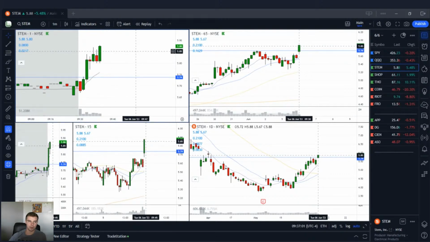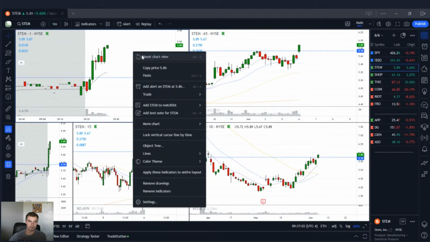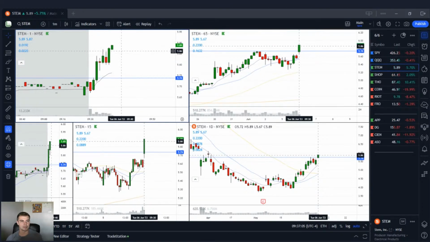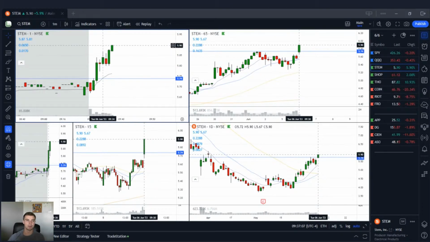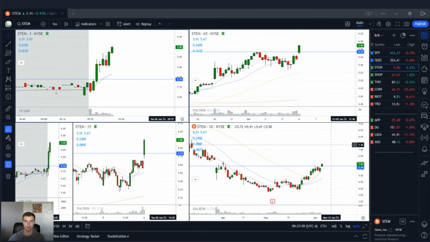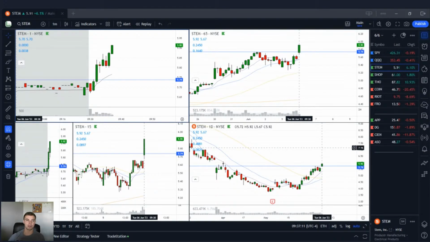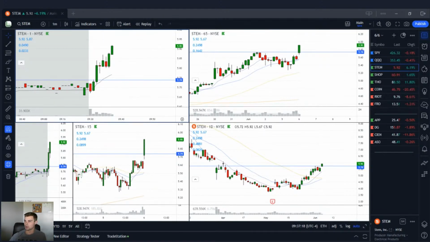Really, no great patterns on it. There's nothing to do with it yet for me. If you were getting into this, you're just going to be buying high of the day. So I'm going to wait. Still has over half its range left, guys. So don't cross it off your list yet. It's got plenty of range there.